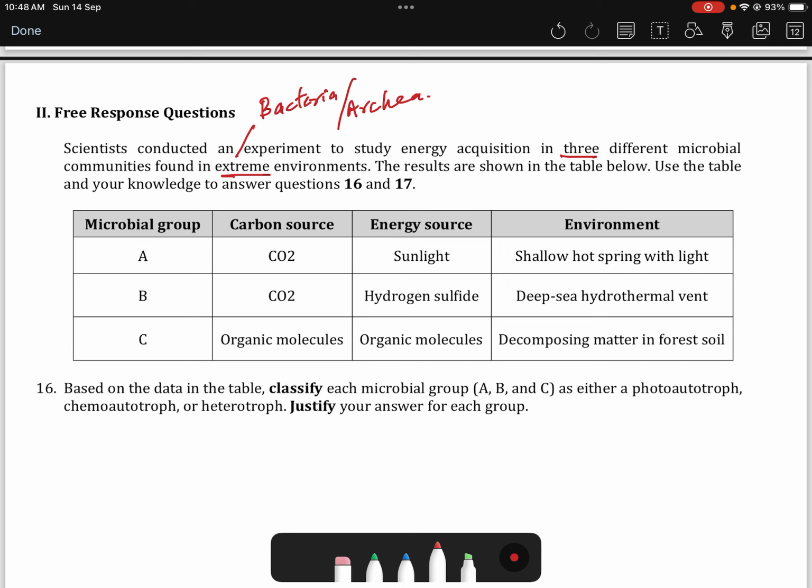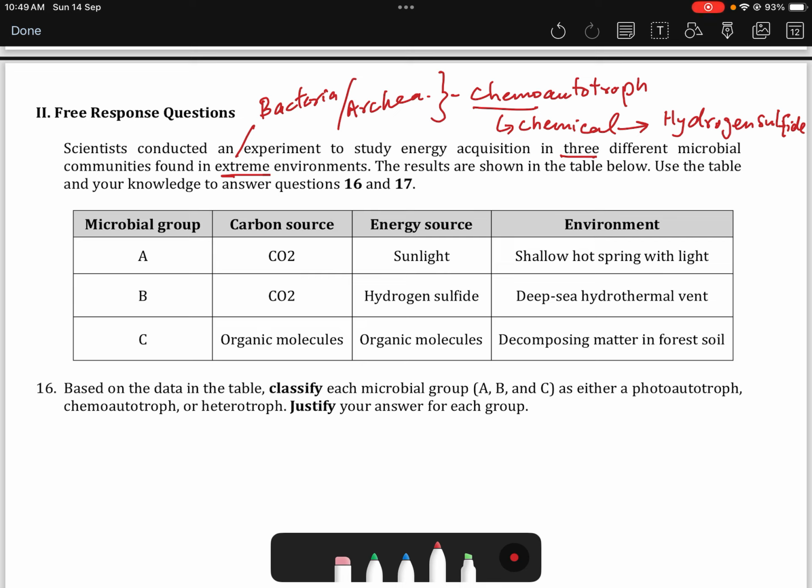Use your knowledge to answer. And what do they do? Both of them, they do chemosynthesis. They are chemoautotrophs, and they use chemical. And we learned about the chemical. Which chemical they use? Hydrogen sulfide. So this is the basic knowledge you should know from before you answer the question.